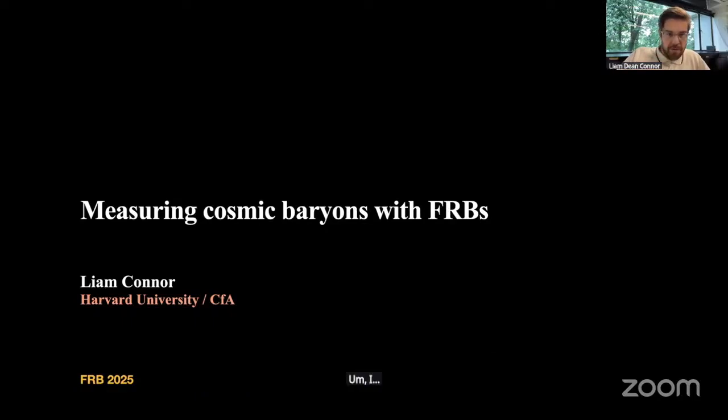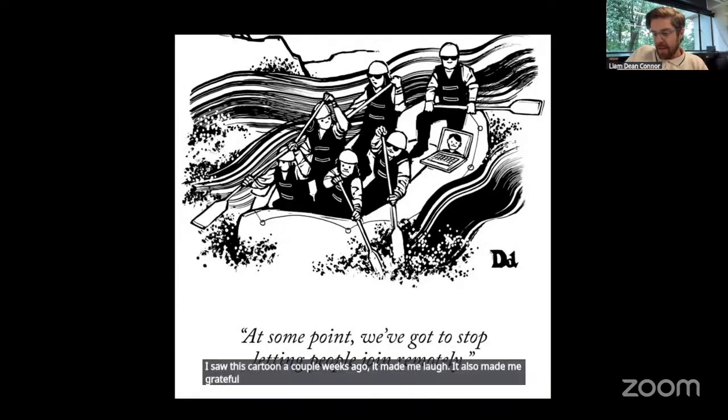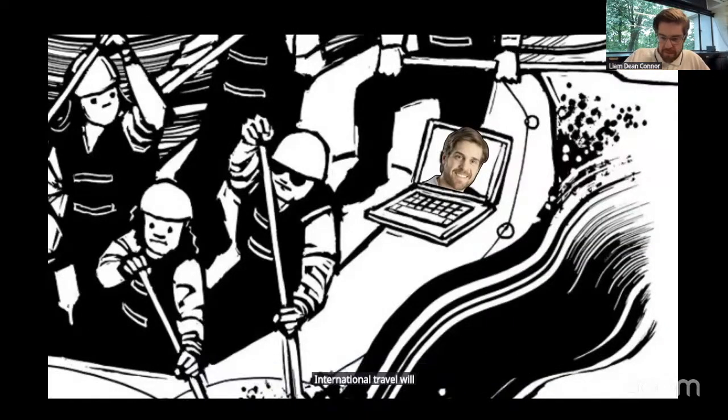I saw this cartoon a couple weeks ago. It made me laugh. It also made me grateful to the organizers who have made it fairly seamless to just beam in and join remotely. Hopefully next year the international travel will be less fraught and I can join in person.